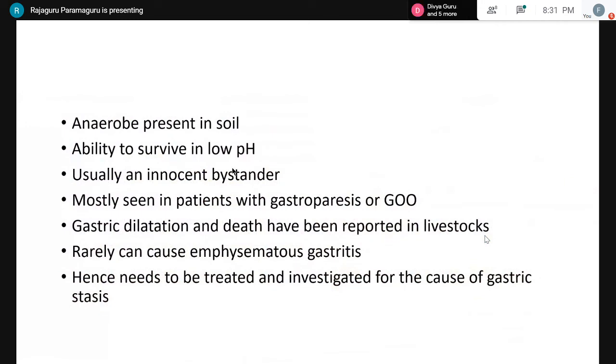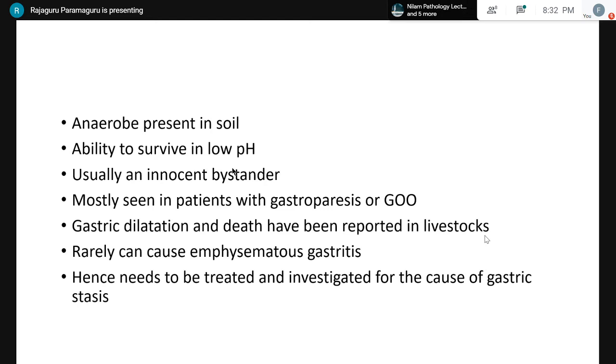They are anaerobes, present in the soil, and they have an ability to survive even in low pH. They are usually an innocent bystander and do not cause much change in the gastric mucosa, but they have been seen to be associated with gastroparesis or gastric outlet obstruction. In certain cases they have been implicated in causing emphysematous gastritis, and in livestock they have a role in gastric dilatation and even death of the livestock.